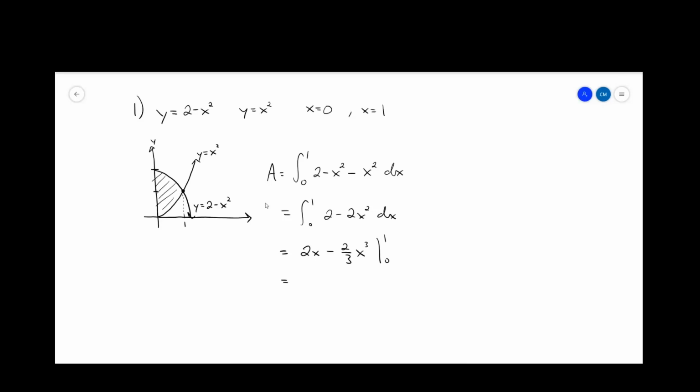Plug in 0, plug in 1, subtract them. Well, if I plug in 1, I'm just going to get 2 minus 2/3. If I plug in 0, I'm just going to get 0. So that's it, right? So 6/3 minus 2/3 is 4/3. So 4/3 is the area between these two curves on that interval from 0 to 1. Okay, any questions about that one?